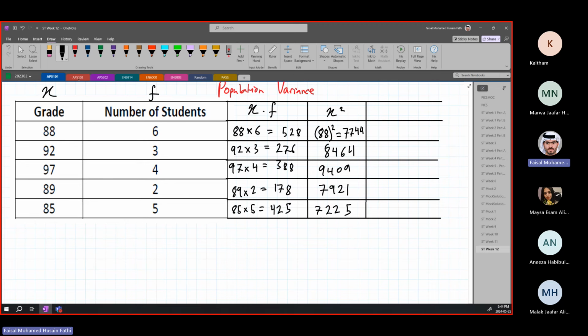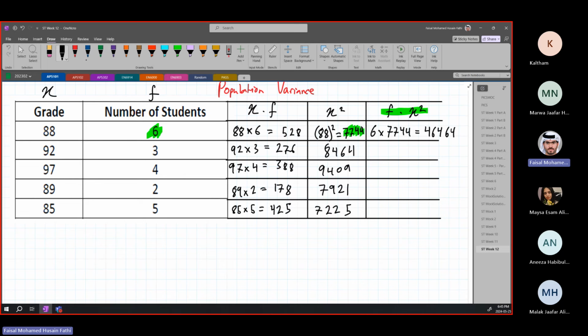The last step is you're going to multiply your f times x squared. So basically, you're going to be multiplying this number with this number. This is how you're going to get your value over here. So it's going to be 6 times 7744, which is going to be a huge number, 46464.